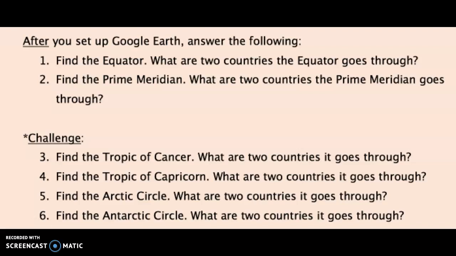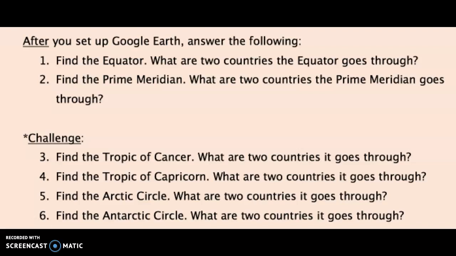So the first part of the challenge is to find the Tropic of Cancer and then two countries that the Tropic of Cancer goes through. After that, you're looking for the Tropic of Capricorn and two countries that the Tropic of Capricorn goes through.